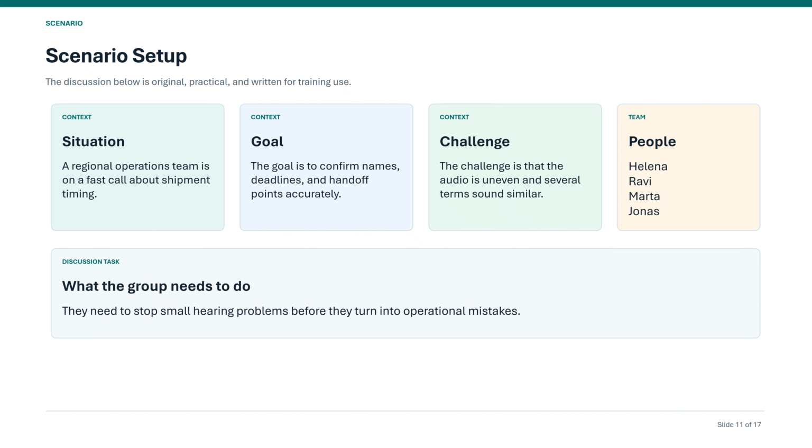Let us move into a realistic meeting situation. A regional operations team is on a fast call about shipment timing. The goal is to confirm names, deadlines, and handoff points accurately. The challenge is that the audio is uneven and several terms sound similar. The people in the discussion are Helena, Ravi, Martha, and Jonas. They need to stop small hearing problems before they turn into operational mistakes.